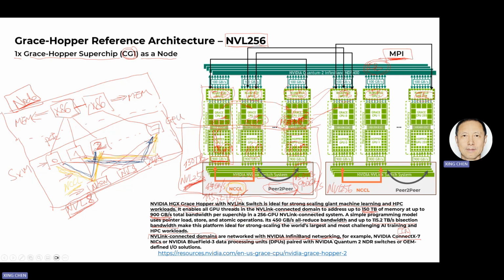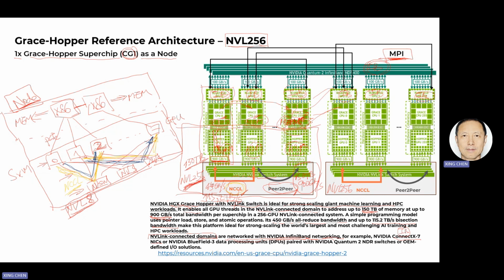Now, this is for the NVL 256. We are going to discuss the peer-to-peer memory access for these kinds of NVLink domains for Grace Hopper, which is different from the previous generation NVLink domains, because right now the NVLink domain for Grace Hopper is crossing nodes. And for these NVLink domains, you have two ways to make the communication happen. One is peer-to-peer, and you have these parameters. The other one is NCCL, and you have these parameters here. This is for NVL 256.